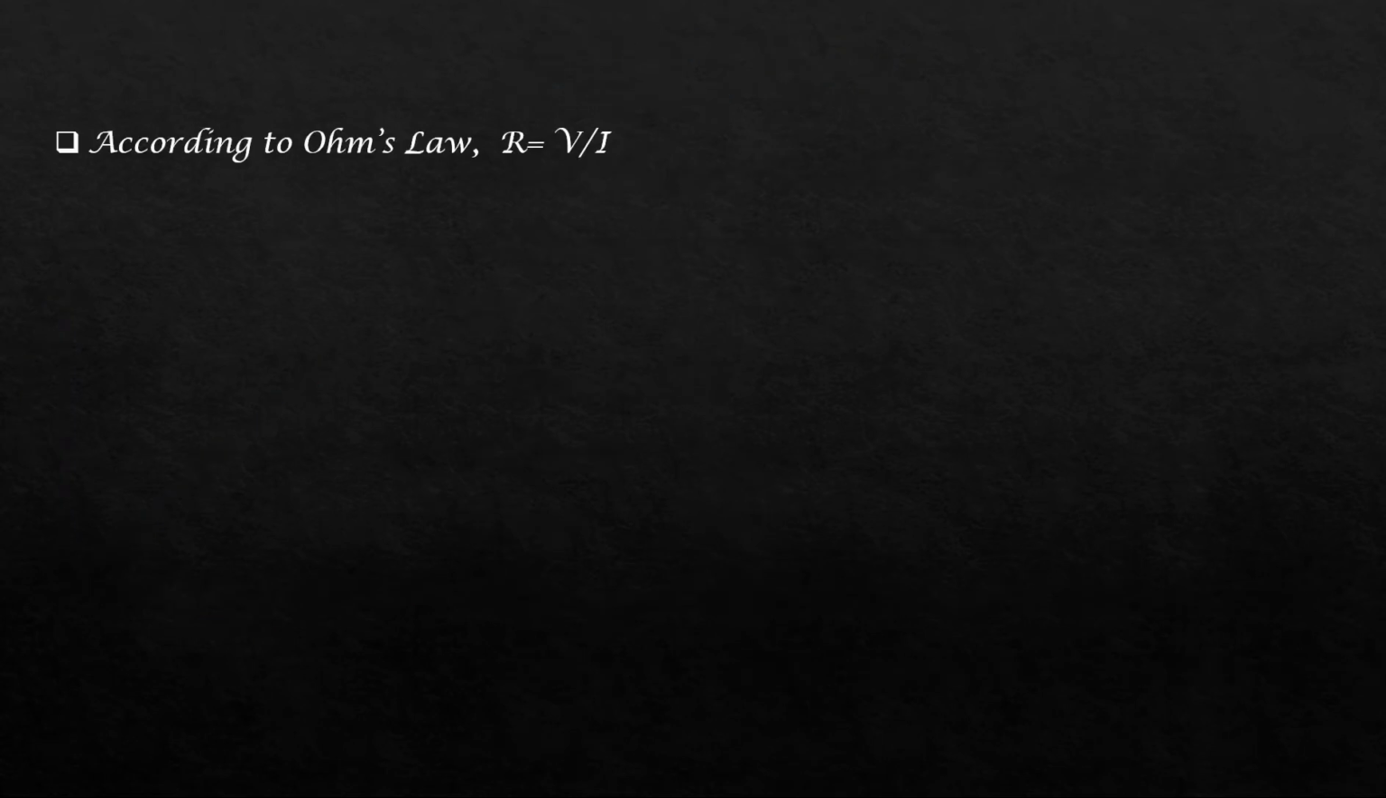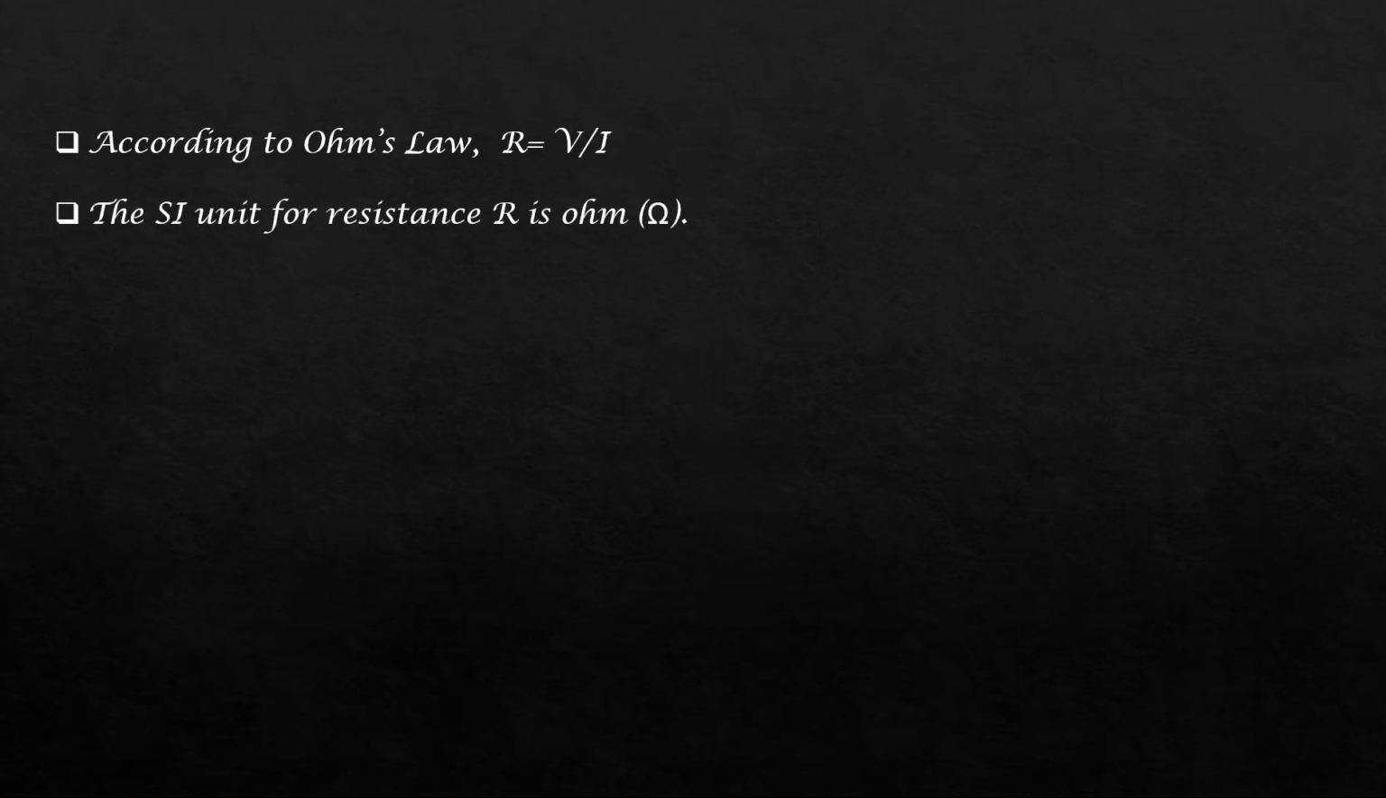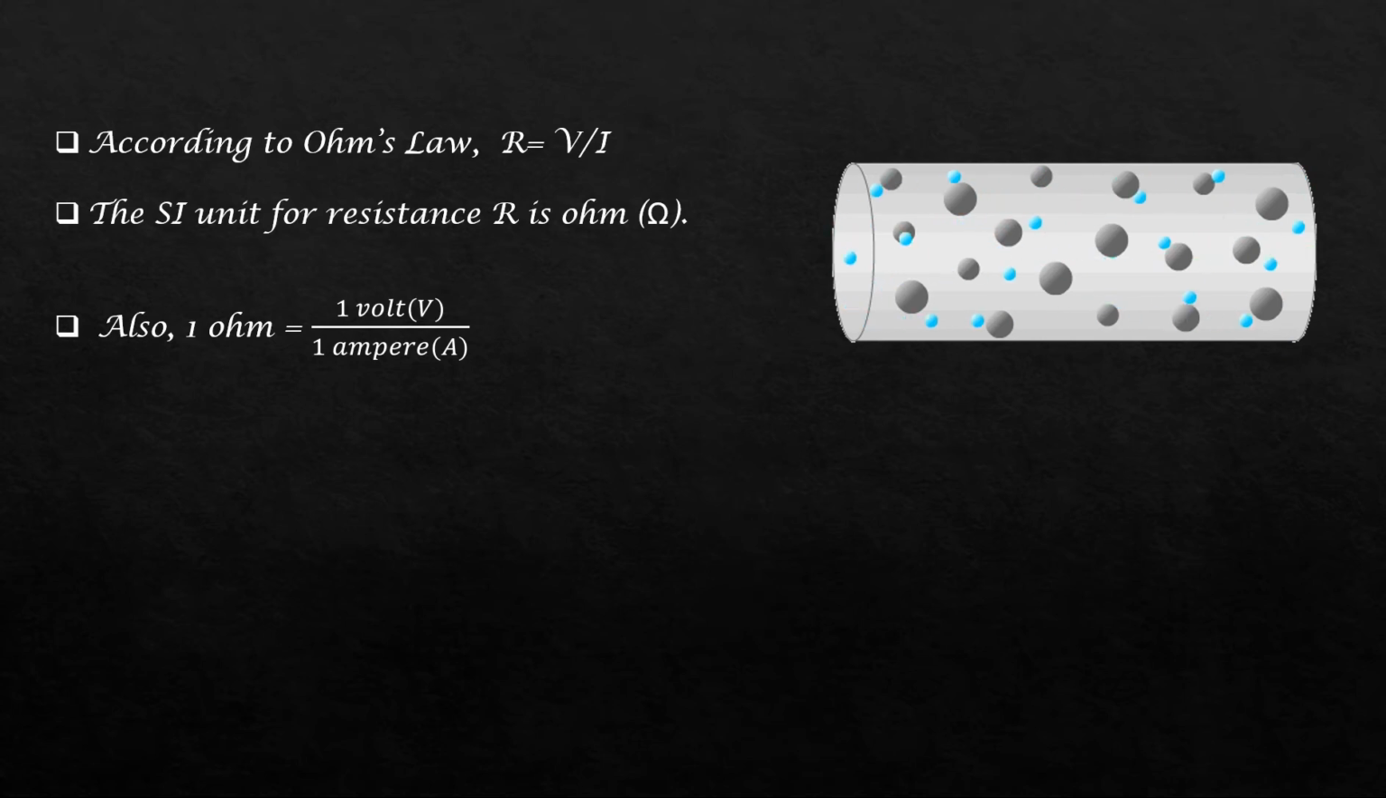According to Ohm's law, we can also write R is equal to V by I, and the SI unit of resistance R is Ohm. Also, we can write 1 Ohm is equal to 1 volt by 1 ampere. 1 volt is for the potential difference, and 1 ampere is for the current. So, this is resistance.